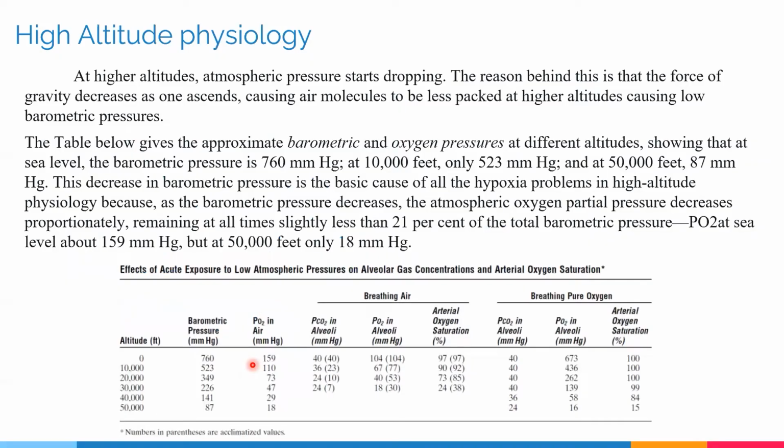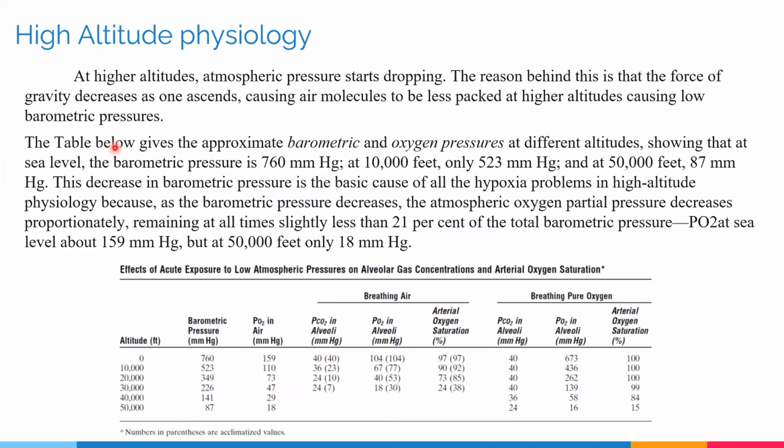First, we will look into high altitude physiology. At higher altitude, the atmospheric pressure starts dropping. The reason behind this is that the force of gravity decreases as one ascends. This causes air molecules to be less packed at higher altitudes, and this in turn causes low barometric pressures.